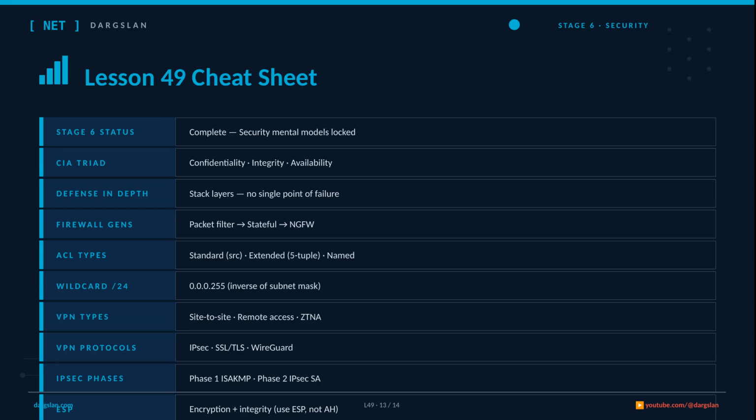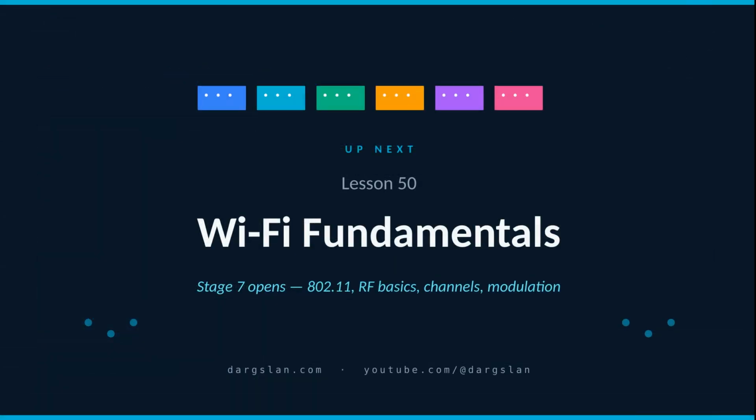Here's your cheat sheet for the entire stage. Pin this one. CIA triad anchors the why. Defense in depth anchors the how. Firewalls evolved from packet filter to stateful to NGFW. ACLs come in standard, extended, and named. And remember that wildcard mask is the inverse of the subnet. A /24 becomes 0.0.0.255. For VPNs, know your types, your protocols, and that IPsec runs 2 phases with ESP for both encryption and integrity. 1 page, 8 lessons, locked in. And that closes Stage 6.